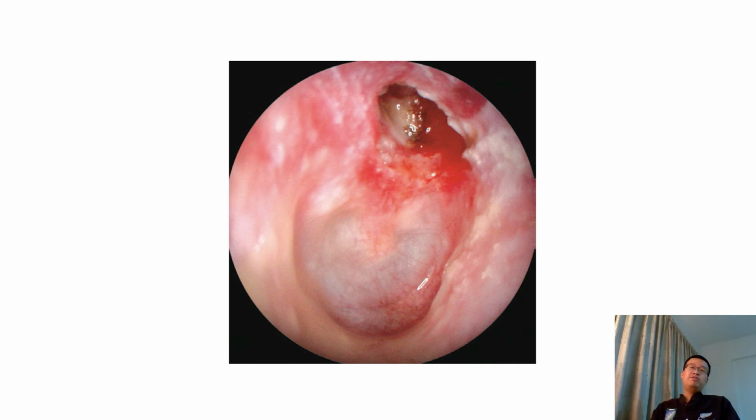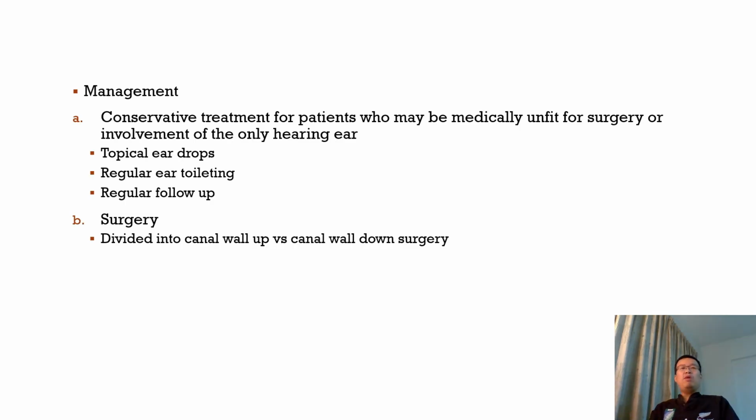So you can see that this is pretty retracted. You can see keratin debris that's actually stuck above at the retraction pocket area, as well as the erosion of the scutum. So management-wise, we may treat the patient conservatively, but we wouldn't recommend it. Usually we keep that for patients who are medically unfit for surgery, or if that's the only hearing ear, because one of the risks of surgeries is the loss of hearing for the patient. So we can give topical ear drops, regular ear toileting, regular follow-up.